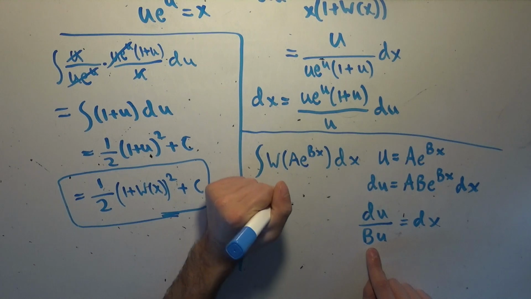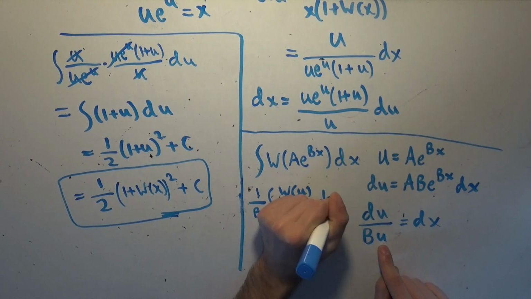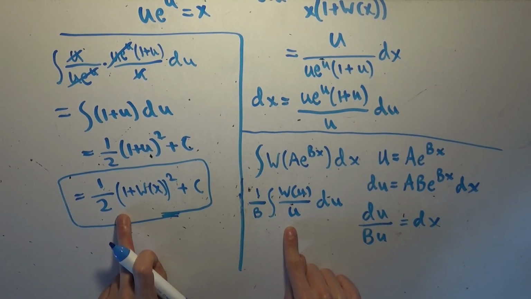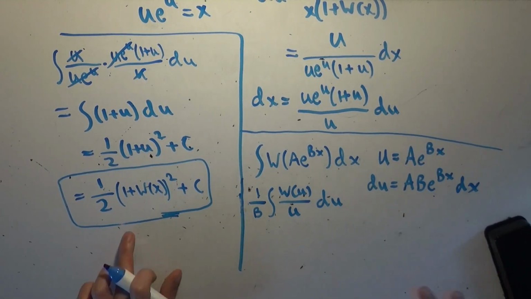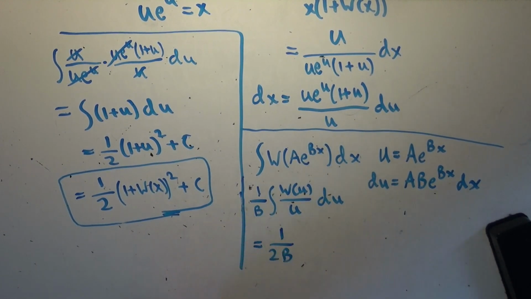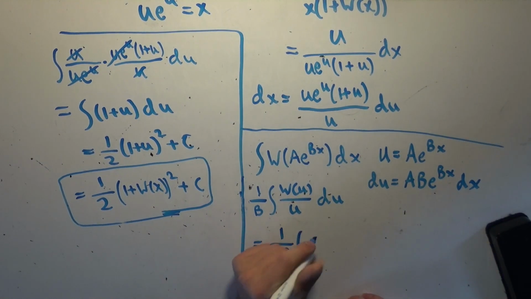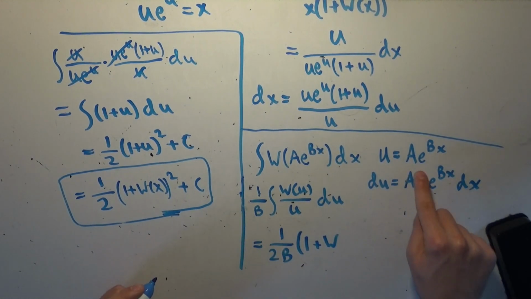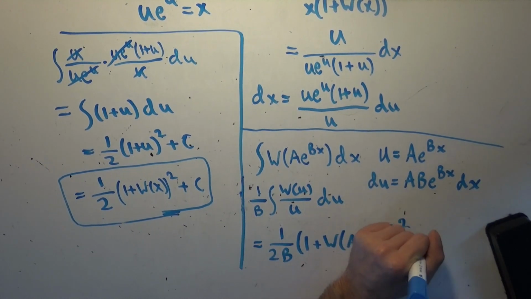And we get the integral of W of u divided by u, du. But we just solved this integral. We just found out that it's equal to this right here, which means that this slightly more general integral is actually just equal to this in a special case. So the 1 over 2 times the 1 over b comes out as 1 over 2b. And then we just integrate this, and we get 1 plus W of u squared. But then we have to replace what we know u to be. So we get 1 plus W of a times e to the bx all squared plus a constant.